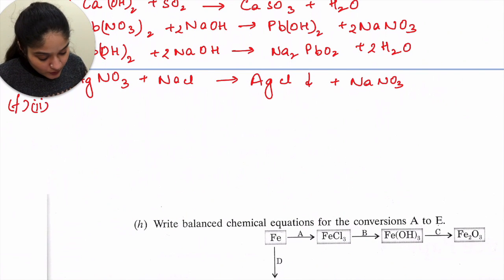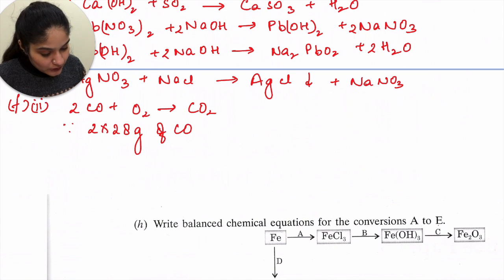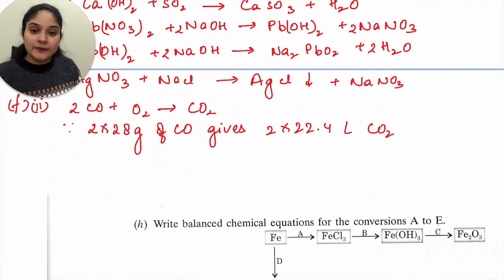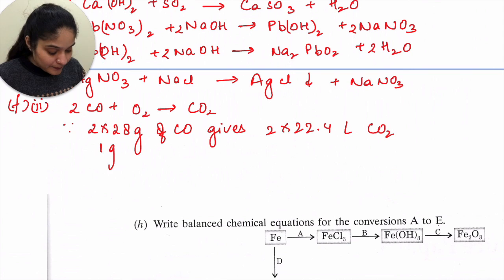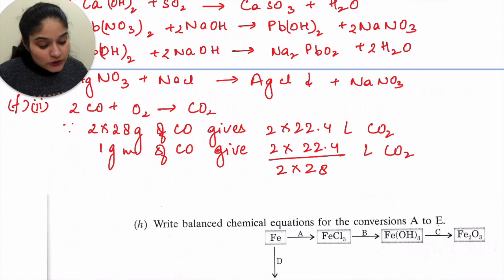Alright, so you have twice of CO plus oxygen giving you CO2. Because 2 times 28 grams of carbon monoxide will give me 2 times 22.4 liters of carbon dioxide. Now we are looking for 1 gram first. So 1 gram of carbon monoxide will give me 2 times 22.4 divided by 2 times 28 liters of carbon dioxide. Now the question is asking for how many liters?